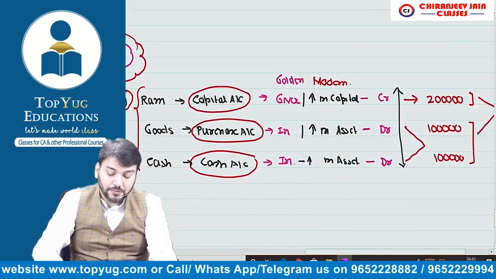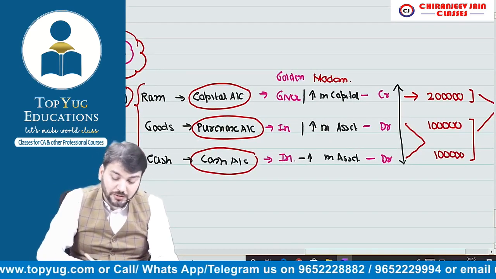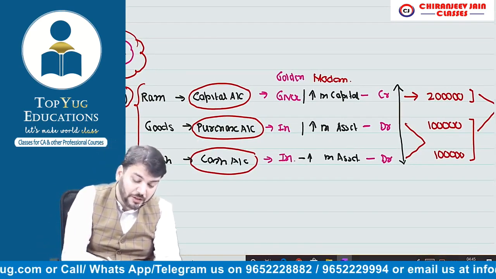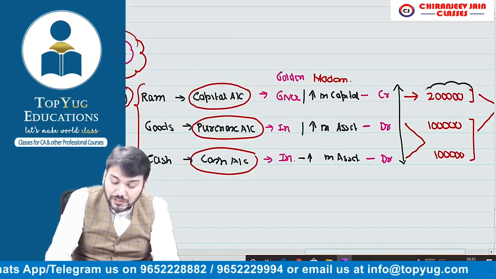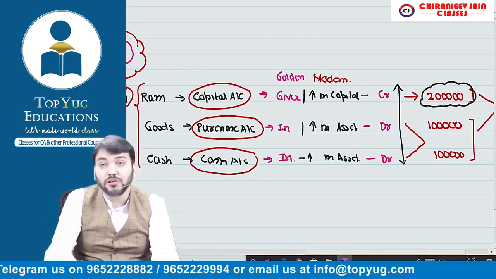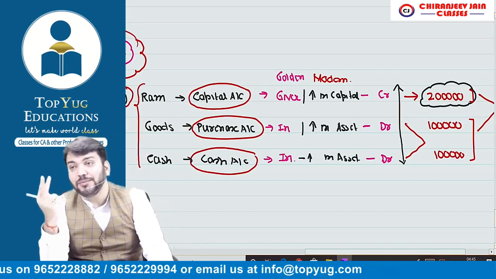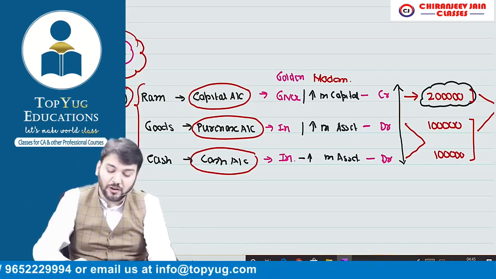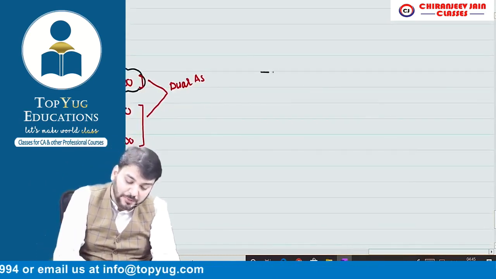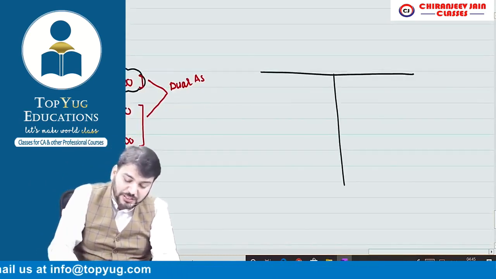Correct? Understood? Now, one doubt came, Sahil: why do we take 2 lakh here? Tell me, the owner has provided two items, goods and what? Owner has provided what? Goods. Now, just try to understand, everyone. This is what? Business.